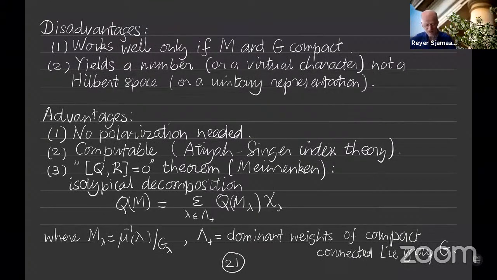This has obvious disadvantages. Really, this is not physics. It's more like a chapter of mathematics. It works really well only if both the manifold and the group are compact, which of course is kind of laughable from a physics point of view, but well. And the second bad thing, that instead of a proper Hilbert space, it just gives you a number, and not even a positive number, but potentially a negative number, or a virtual character in the equivariant setting, instead of what you really want, a unitary representation.